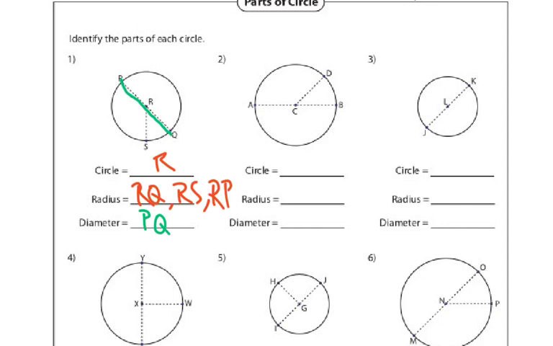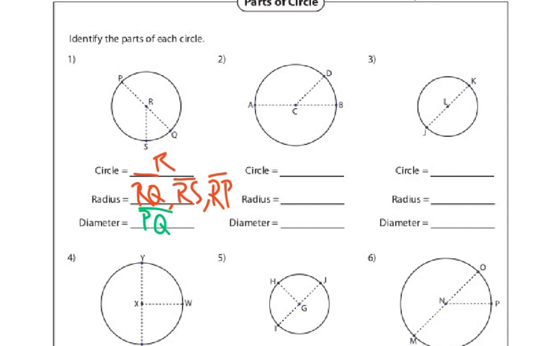And all of these are line segments, so we're going to put our line segment symbol above it, and make sure you don't forget that. Those are all line segments. So the radius is line segment RQ, line segment RS, or line segment RP. And the diameter is line segment PQ. And the circle is circle R. So go ahead and do the next one.